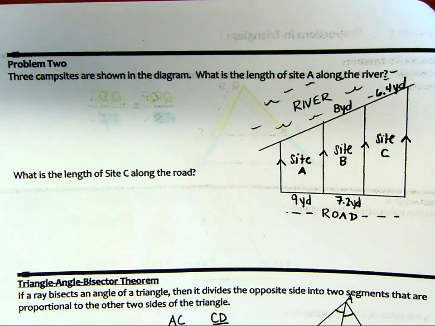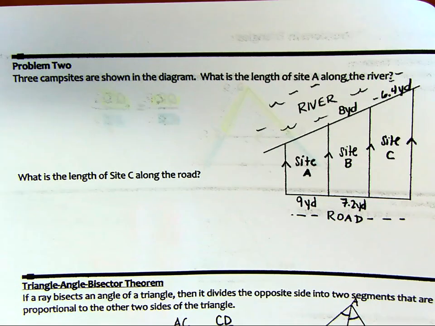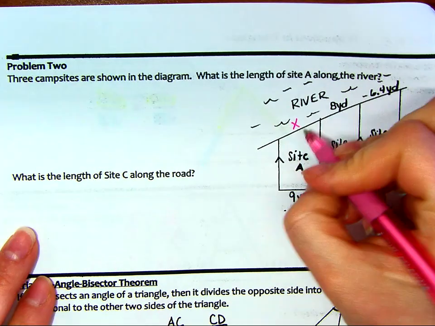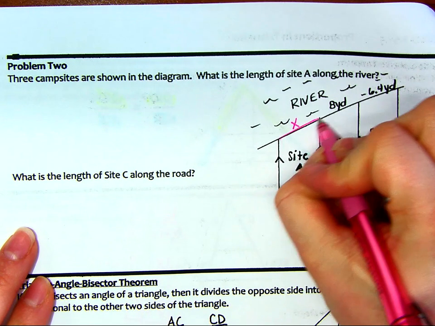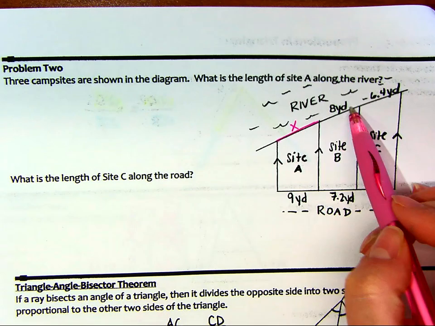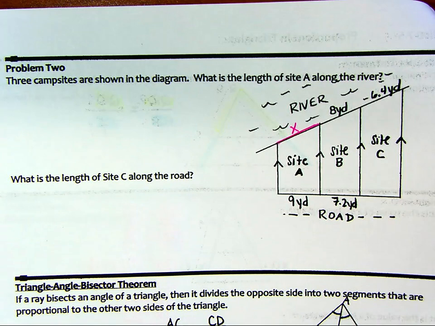All right, so in this, kind of like a word problem, kind of not, they give us this picture and they tell us that 3 campsites are shown in the diagram, and they want us to find the length of site A along the river. So I'm going to call that x. We're looking for this length right here. We just want to know what that is. So I can use any combination of these numbers that I like, but really the only ones that I know are x, 8, 9, and 7.2 at this point.